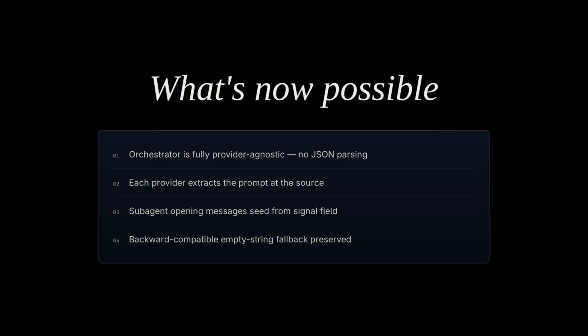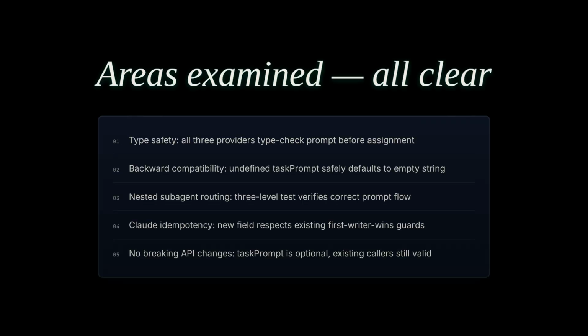The agent looked at 7 areas and found them all clean. Type safety is enforced. All 3 providers check that the prompt is a string before assigning it. Backward compatibility is preserved with the undefined to empty string fallback. The nested subagent test verifies correct prompt flow through 3 levels. Claude's ID idempotency guards are respected. And since task prompt is optional on the signal interface, existing callers not passing it remain valid.